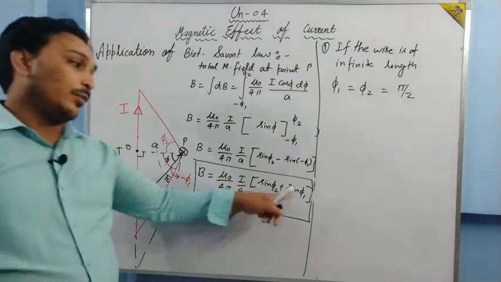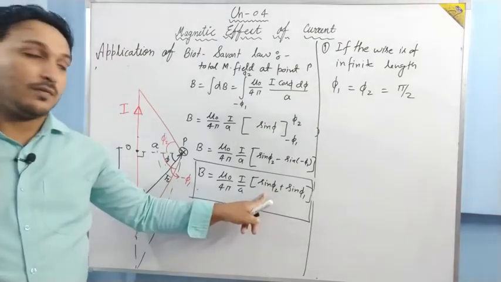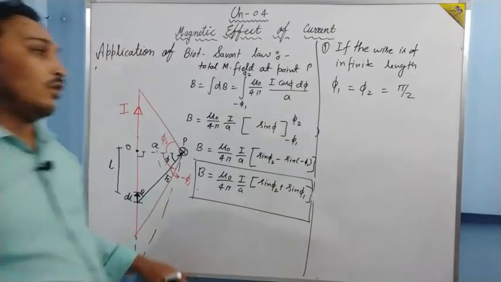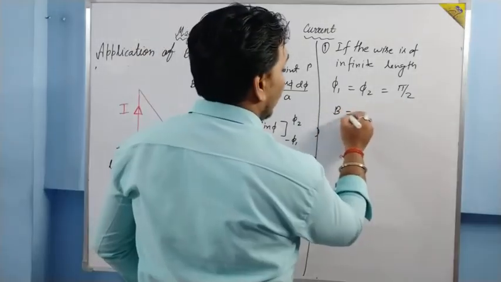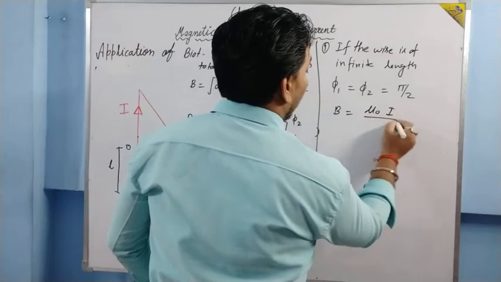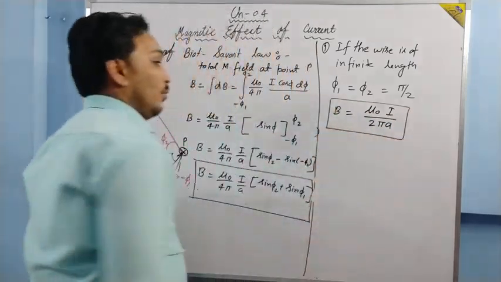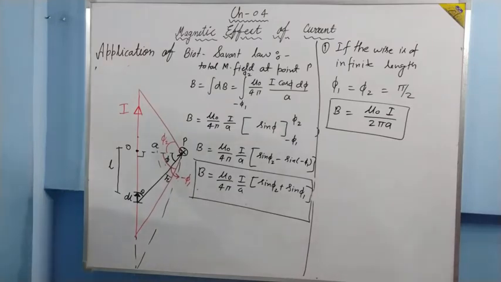The value of sin pi by 2 is 1, and sin pi by 2 is 1, so 1 plus 1 is 2, and 2 will cancel with this 4. What we'll have is B is equal to mu naught I upon 2 pi a. This is the magnetic field around an infinite wire.